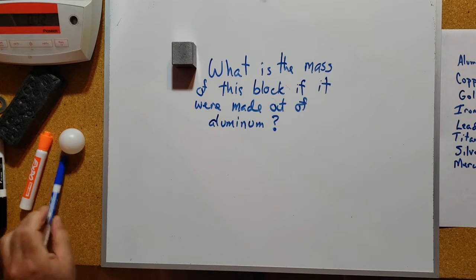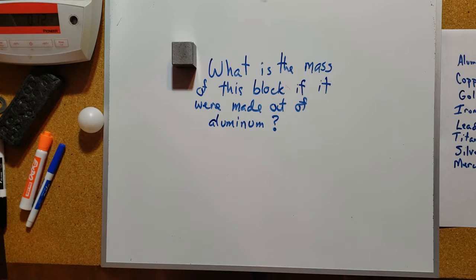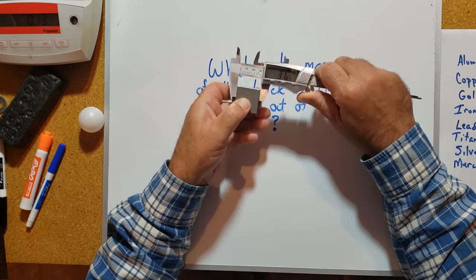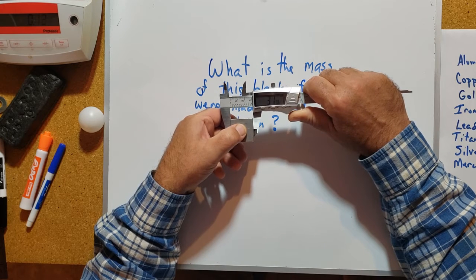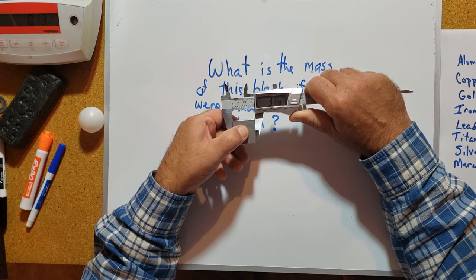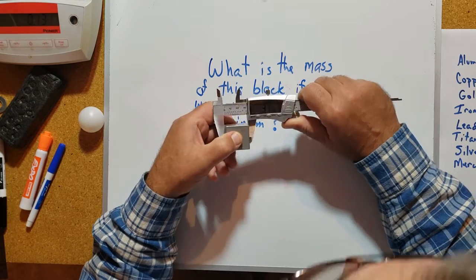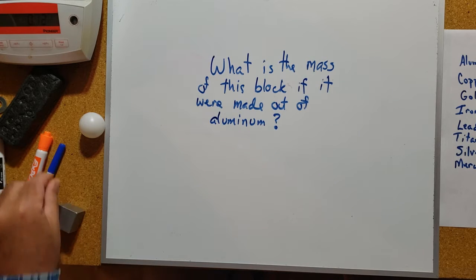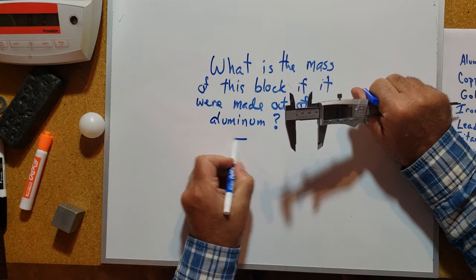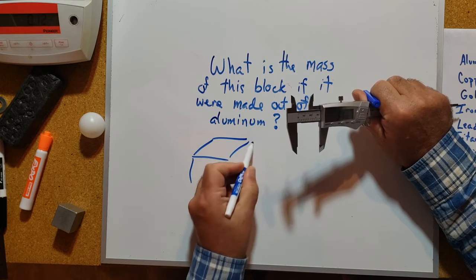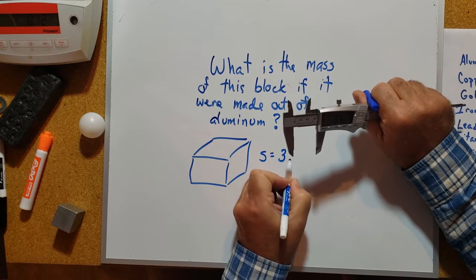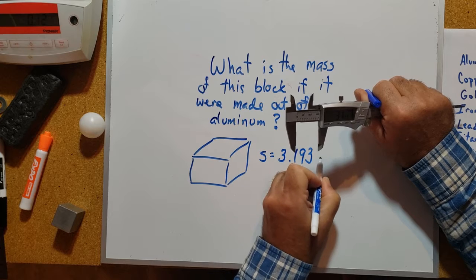Now I cannot do this calculation unless or until I go ahead and get a measurement of the size of this cube. And I measure the size of this cube. It measures at 3.193 centimeters. So I have a cube here whose side is equal to 3.193 centimeters.